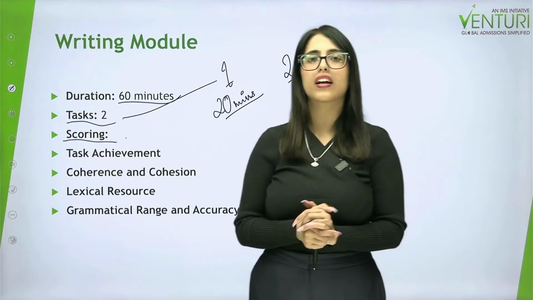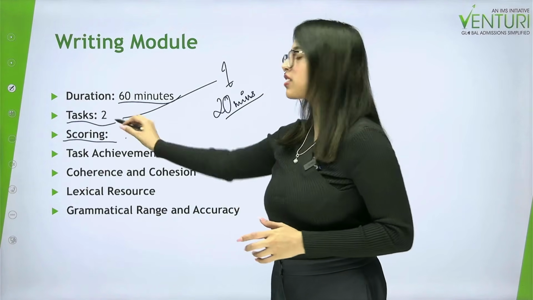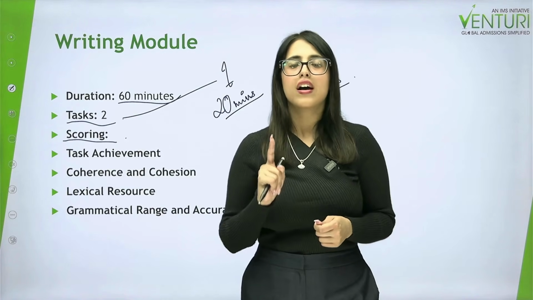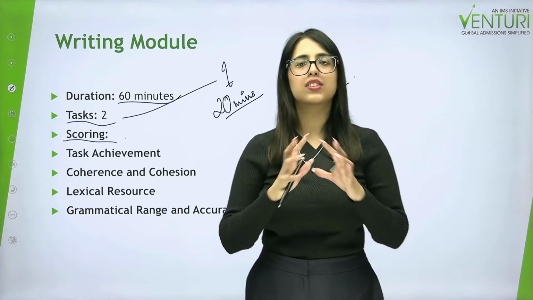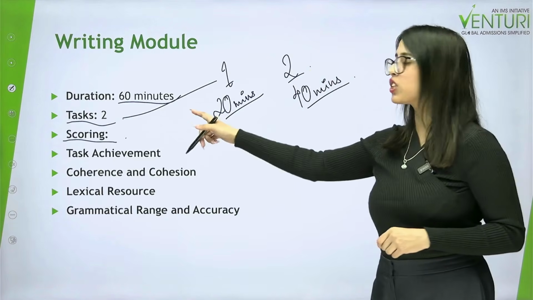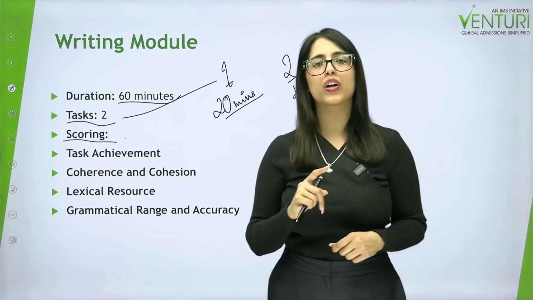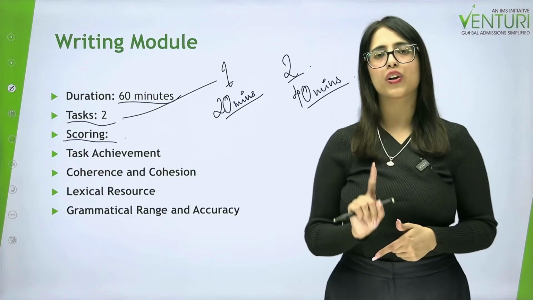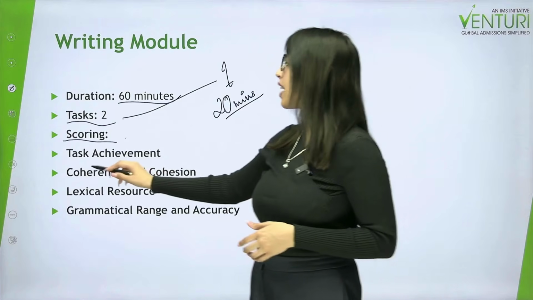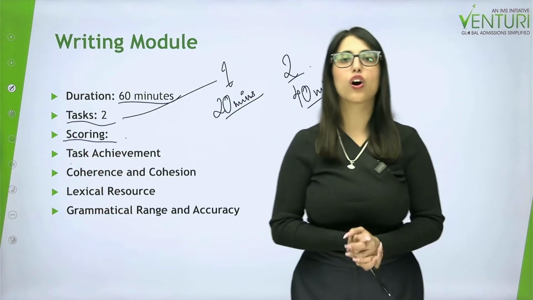Now what is the one thing that you need to keep in mind here? It's that both the tasks are going to be scored individually, and then one band score is going to be there as one whole for your entire writing module. They are going to take the scores for both the tasks, merge them into one, and give you one band score for your writing module. I will tell you how that happens, but first let's understand the 4 criteria that we have for your scoring.